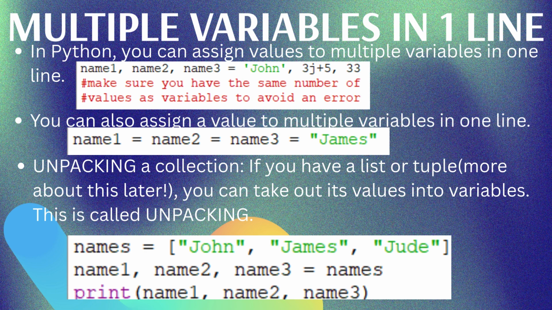Now, there's something called unpacking a collection. If you have a list or tuple, there'll be more about lists and tuples later, you can take out its values into variables. And this is called unpacking. So let's say I have a list called names, and then I've got John, James, Jude inside of it. I can have name1 to be John, name2 to be James, and name3 to be Jude by simply putting the variable names with commas in between them and putting equals names, which is the name of the list.